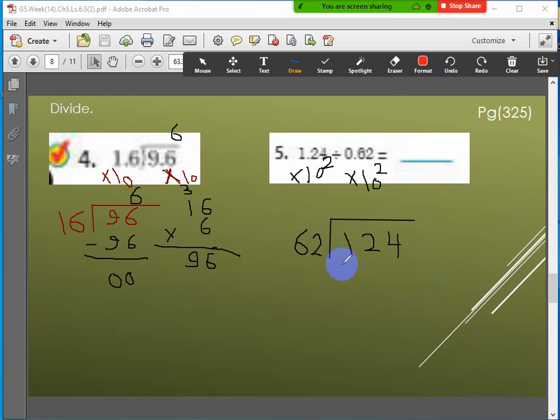Okay, now first thing, 1 divided by 62. Can I divide 1 by 62? I have to take the 2, right? So the number becomes 12. Now 12 divided by 62. Can I divide 12 by 62? So I will take the 4. So I will take the whole number, 124 divided by 62.